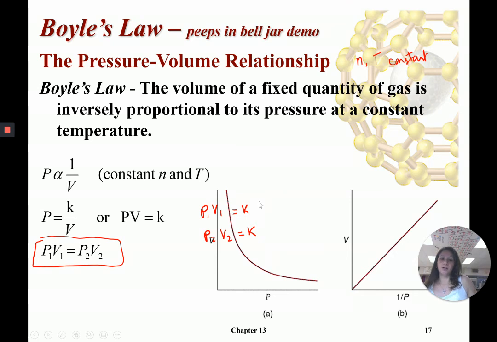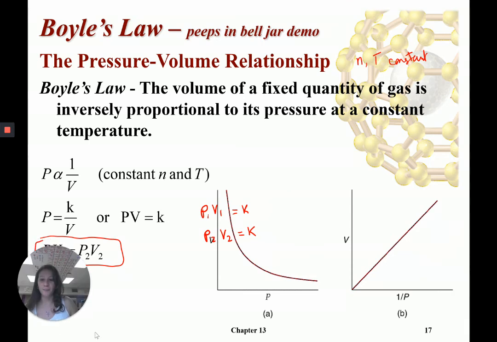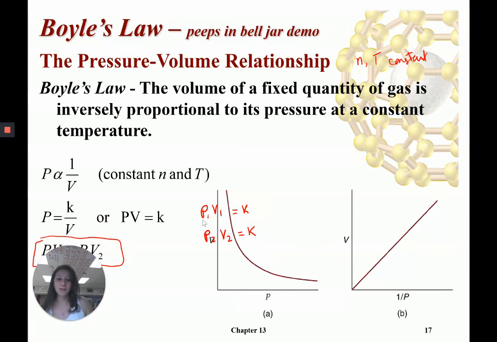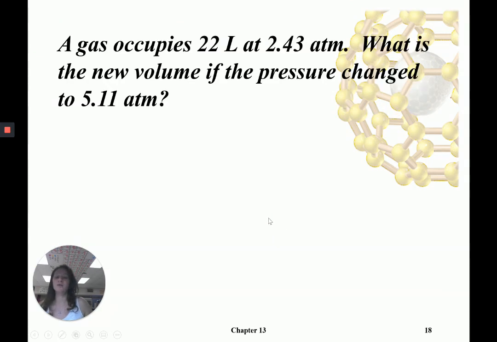Another thing you need to know is what this relationship would look like if you were to graph it. If I plot V versus P, because it's an inverse relationship, you're going to get a curve like this. If I wanted to make it linear, then I could plot V versus 1 over P, or P versus 1 over V, and then I would get a straight line. So you need to know it in words, as an equation, and graphically, what it looks like. And you also need to be able to do an example.